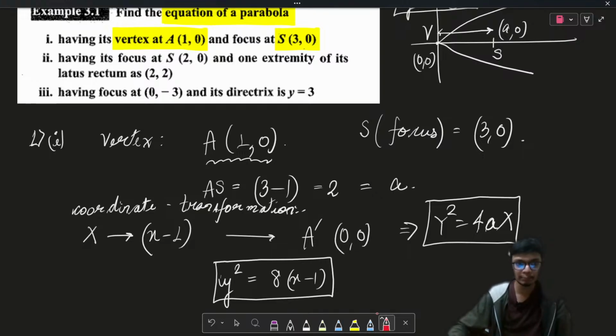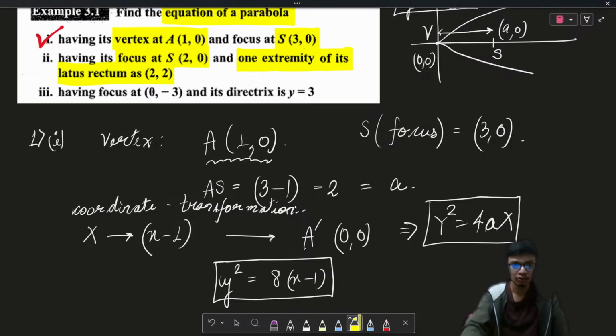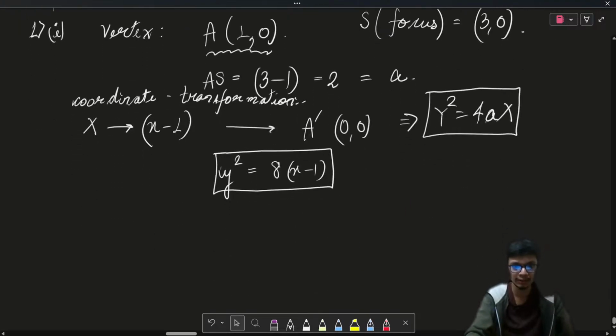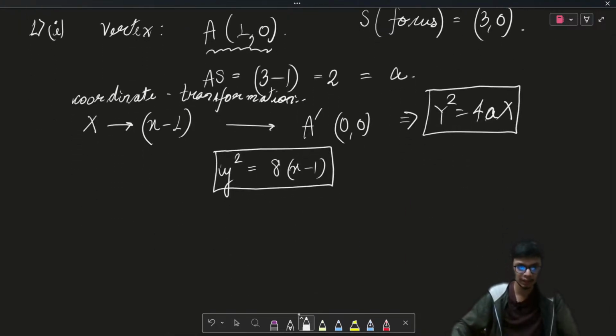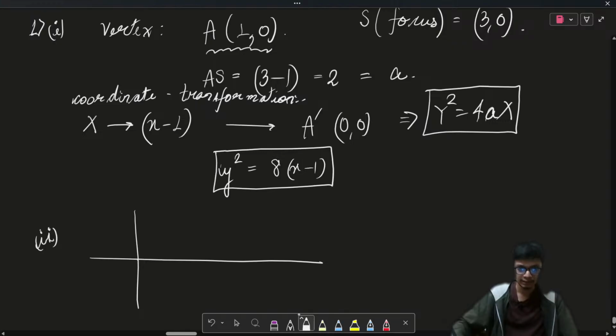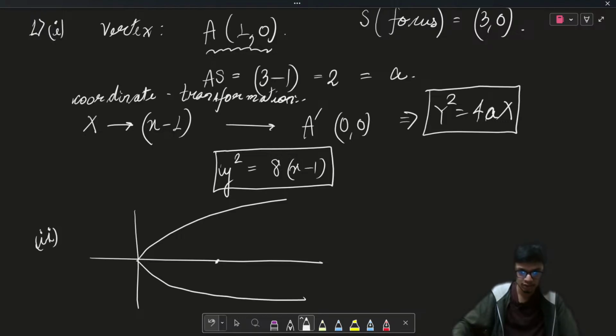Similarly, the first problem is done, so if we talk about the second problem, it says that the parabola has its focus at 2, 0 and one of the extremities of its latus rectum is at 2, 2. If we recall, in our last class we discussed the geometrical properties of a general conic section, and we saw that for a parabola, the latus rectum is a perpendicular chord, or I would say a double ordinate, which passes through the focus.